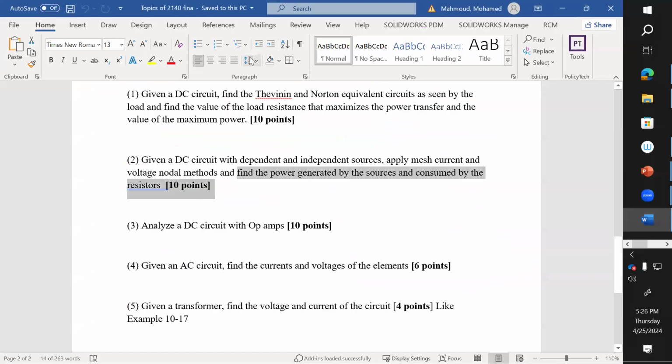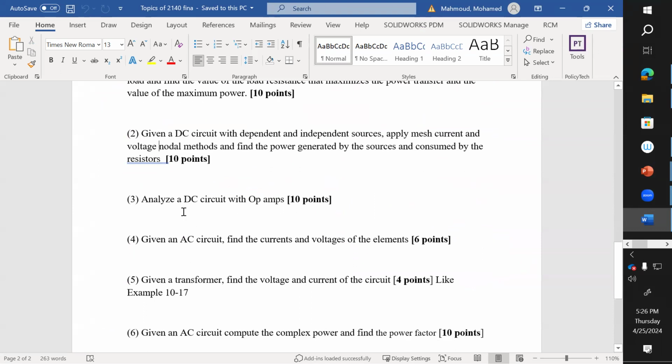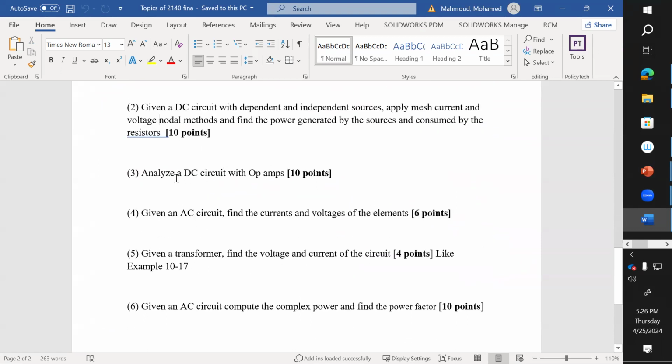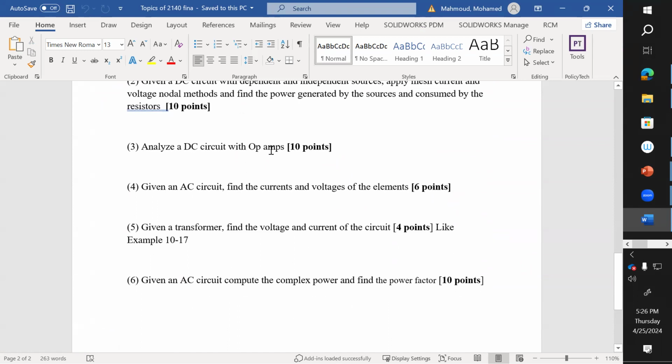In order to do well in this question, you need to practice with circuits that have dependent and independent sources. You already have many examples. How can you use the mesh approach or the voltage nodal approach? It should be easy. For the next one, I will give you an op-amp circuit, DC, not AC, so you are not going to have a capacitor or inductor, just resistors, and then I will ask you to analyze it.